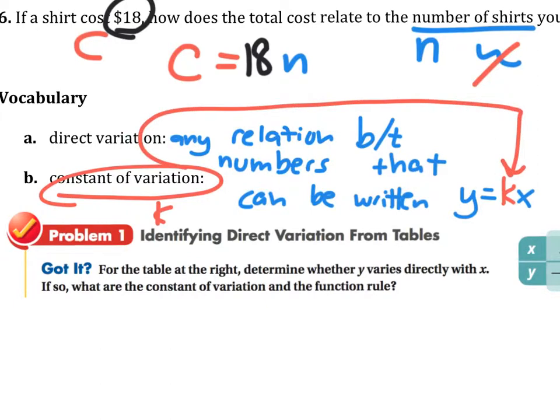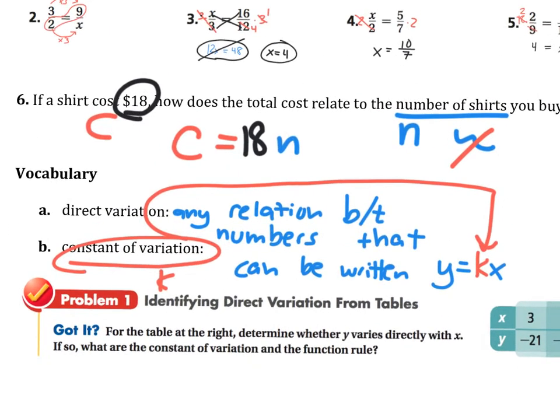Constant of variation is a funny name because constant means doesn't change, and variation means change. So what this means is that your change stays the same. In other words, add 2, add 2, add 2, or add 6, add 6. Like with the shirt example above. Every time I buy a new shirt, I add 18, plus 18, plus 18, plus 18. So how much I change stays the same. So that's what the constant of variation is.